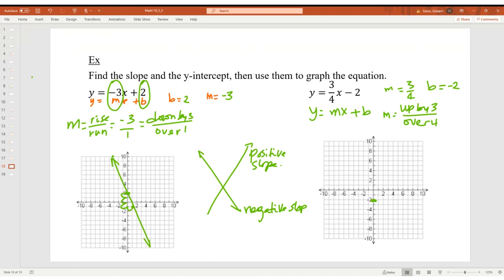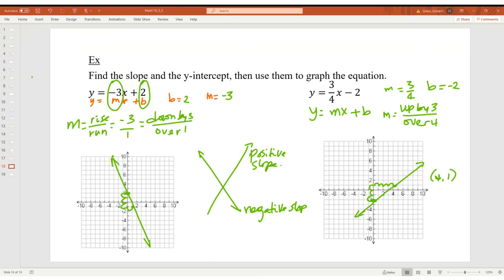So it says 3/4. That means it goes up by 3. You have 1, 2, 3 and over 4: 1, 2, 3, 4. That's the second point, which is at (4, 1). The second point is at (4, 1). So you connect the two, that's your graph. Okay, that's how you graph the function.